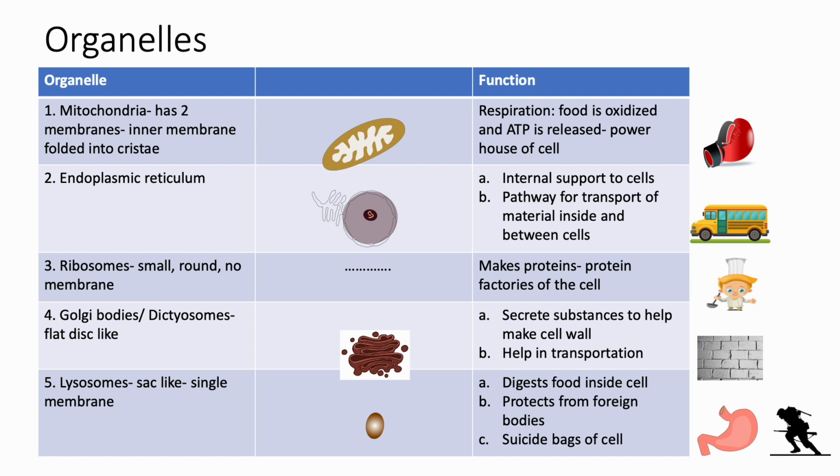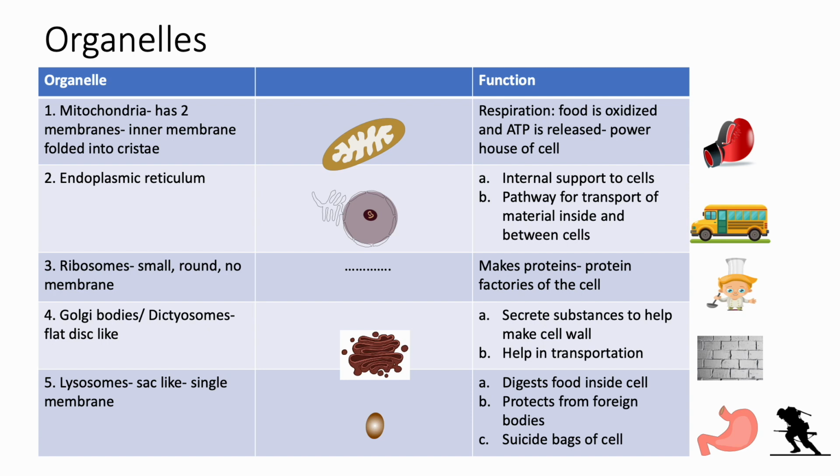The Golgi bodies. These are like discs that are attached one on top of the other, stacked one on top of the other. They're also called dictyosomes. They're flat and disc-like, and they secrete substances to help make the cell wall. And they also help in transportation.